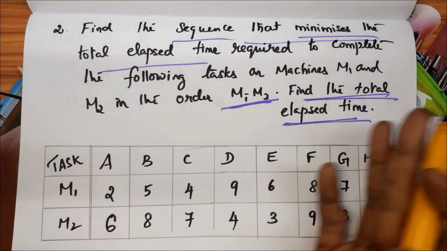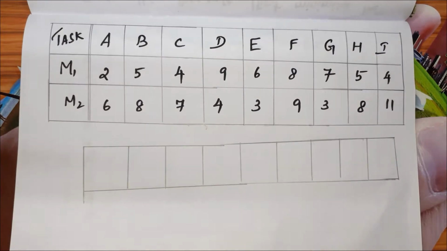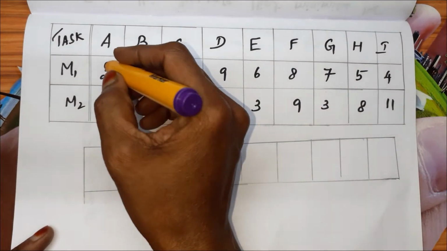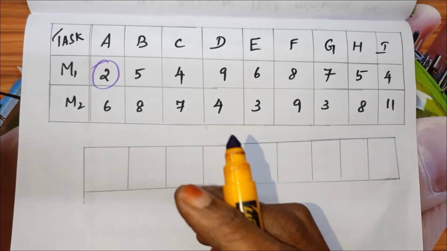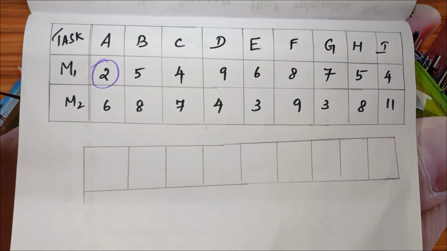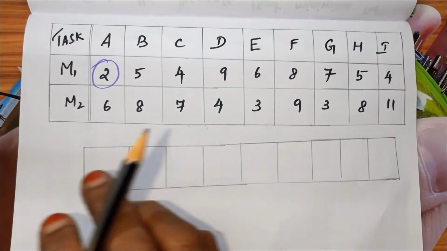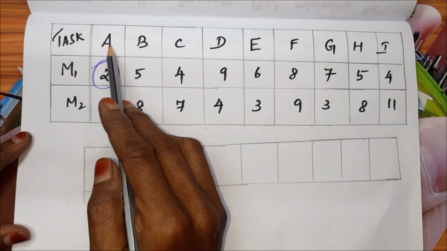Okay, so we are going to move on to the solution. How do we have to start? We have to locate the least value. What is the least value out of all the values? 2 is the least. Am I right? It belongs to machine 1 and job A.